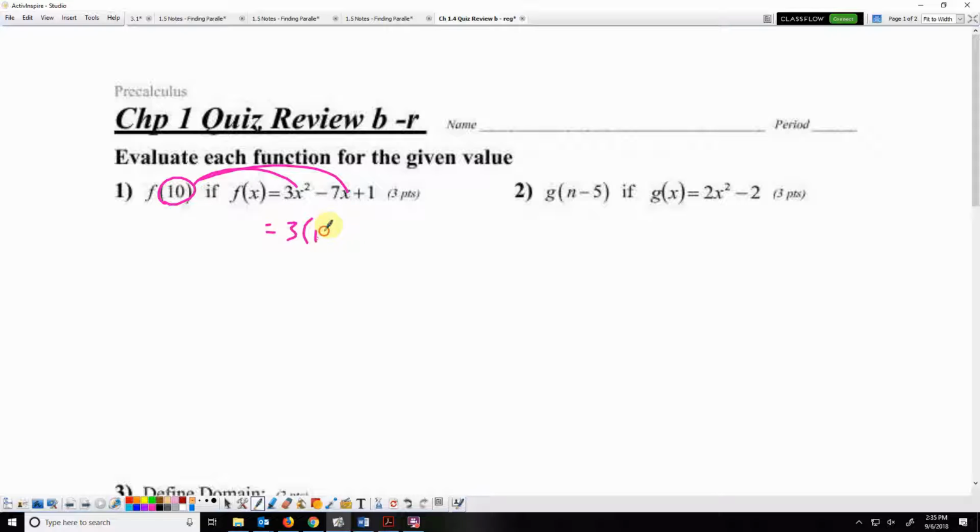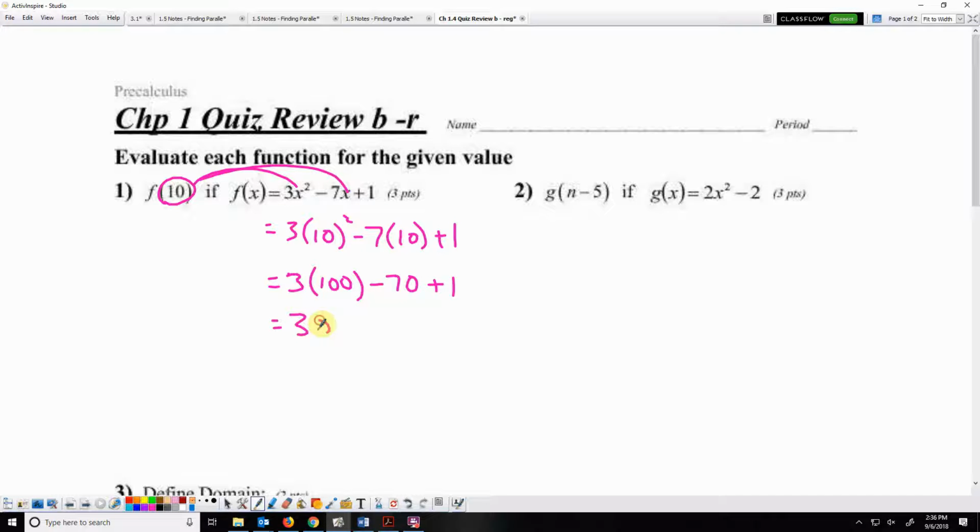So that's 3 times 10 squared minus 7 times 10 plus 1. By order of operations, parentheses come first, but there's nothing to do inside the parentheses. So we go to exponents, so that's 3 times 100, 10 squared, minus, and we have done our exponents, so we can go on to multiplication, 70 plus 1.